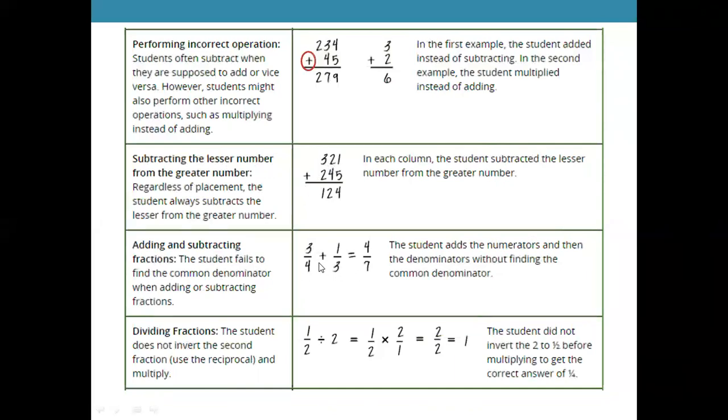Adding and subtracting fractions, so of course they're just not finding the common denominator. They're just doing basic 3 plus 1 is 4, 4 plus 3 is 7. And then when dividing fractions, they're not correctly setting up this problem to get the correct answer of 1/4. So it really should be 1 times 1 is 1, 2 times 2 is 4. So that should be 1/4, but instead they just didn't set up this whole number correctly into a fraction format in order to divide fractions.